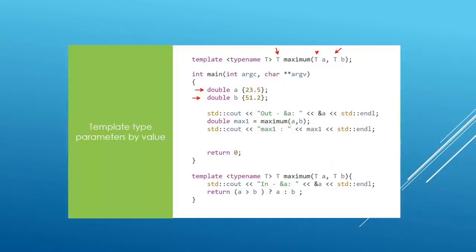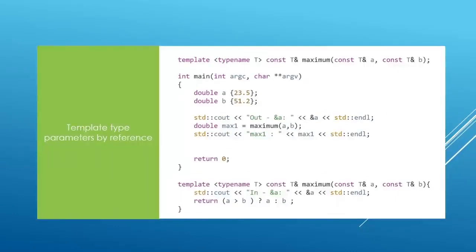So if we go in our function here and compute the maximum, you're going to see that the addresses we have on the outside are going to be different from the addresses we have on the inside here if we try to print them out. But you can also pass your template parameters by reference.